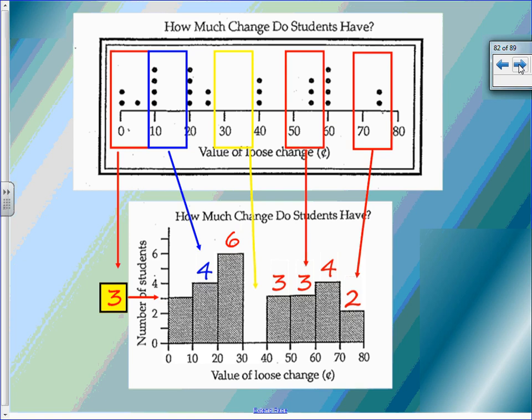The second bar, they also have been called bins, depending on the textbook you're using, had 10 cents or more, but not yet 20. Then we have 20 cents, but not yet 30. This bar is missing 30 cents, but not yet 40. 40 cents, but not yet 50. 50 cents, but not yet 60. 60, but not yet 70. 70, but not yet 80. And then we have nobody with 80 cents or more of change in their pocket. So you have to determine how many are in each category, and then that's how high we make the bar.